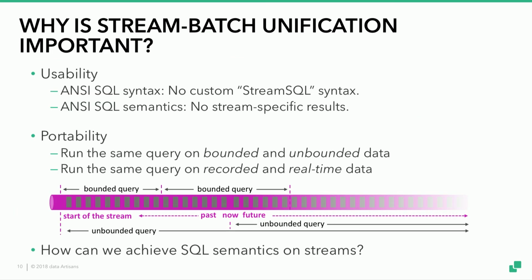So why is this unification of batch and stream so important for us? First of all, we wanted to improve the usability. And as I said, we don't want to have a custom SQL syntax. Who knows, maybe in 10 or 20 years, Flink is not the most important processor anymore. So what are you doing with a bunch of jobs that you have written? And SQL is the way to go because it hasn't changed for the last 40 years, and it's very likely that it won't change in the next decade.